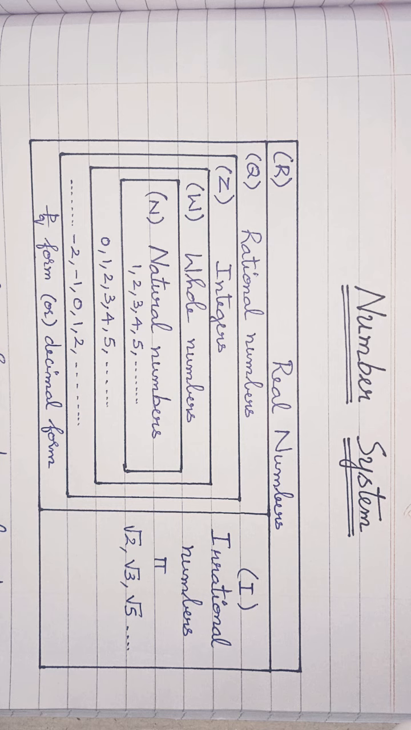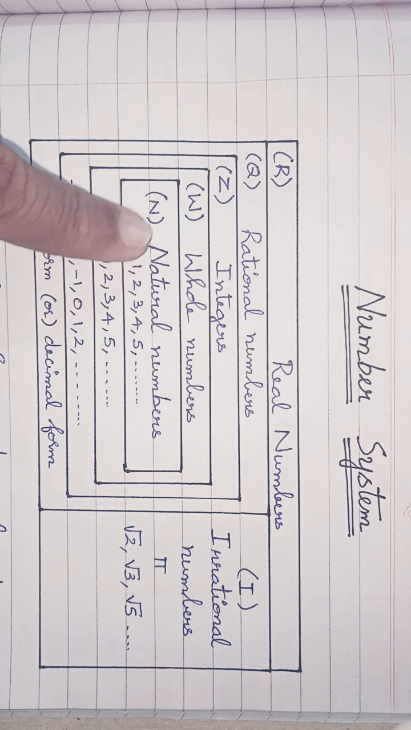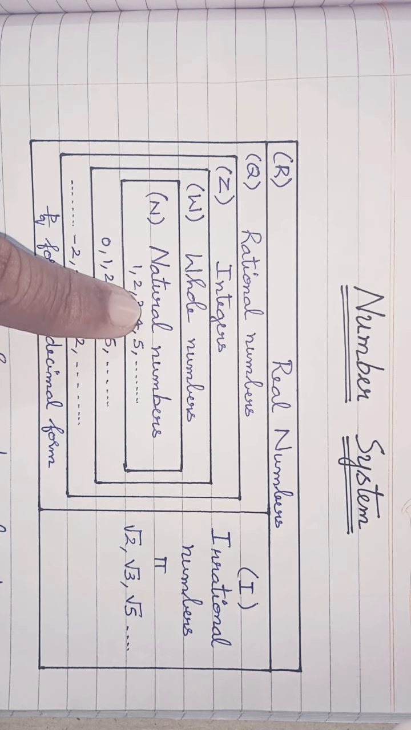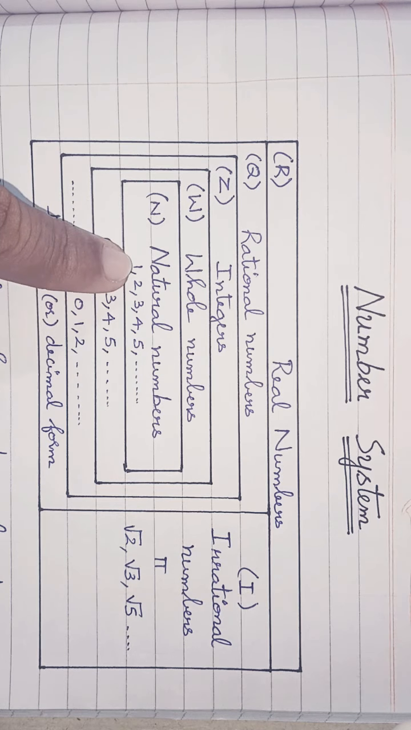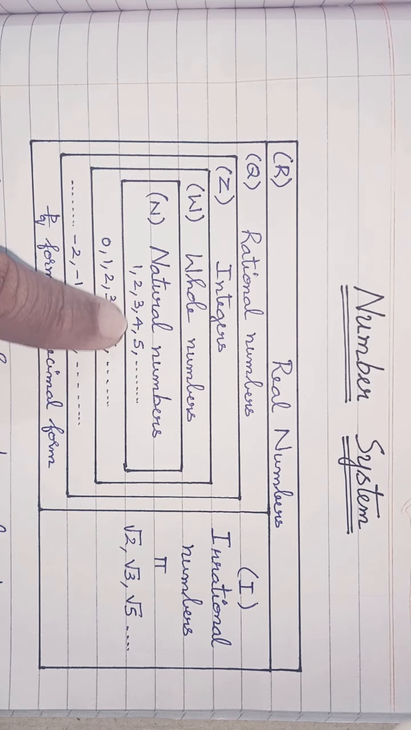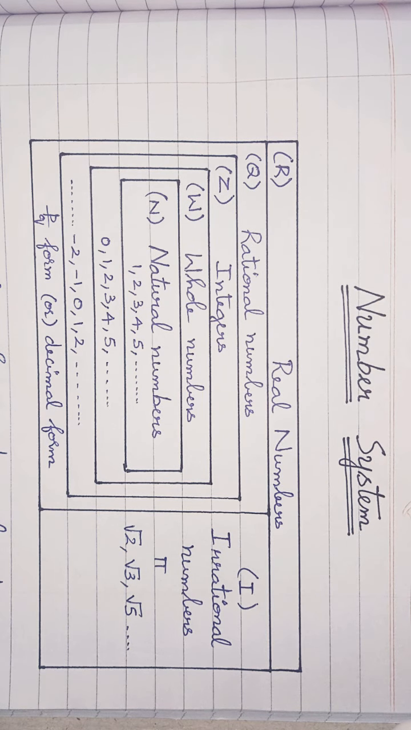Before moving into real numbers, initially we will have a recap of all that we have learnt in our lower classes, starting from natural numbers. You know what natural numbers are? Natural numbers are numbers represented by the symbol N. They are numbers starting from 1, 2, 3, 4, 5 up to infinity.